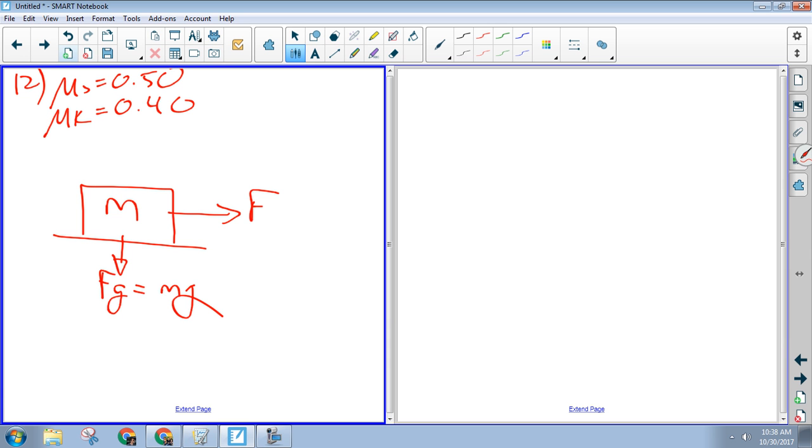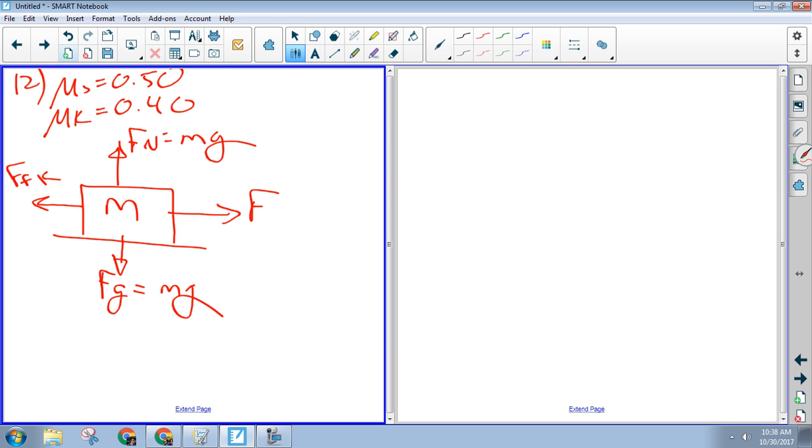Everybody okay with the transition from ag to g? My normal force is gonna be just big enough to cancel it, right? And then there's also gonna be friction. Since it's sliding, what kind of friction is it? Kinetic friction. Let me pause there for a minute.